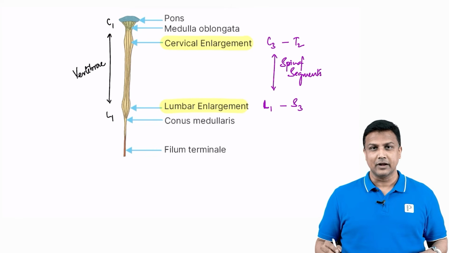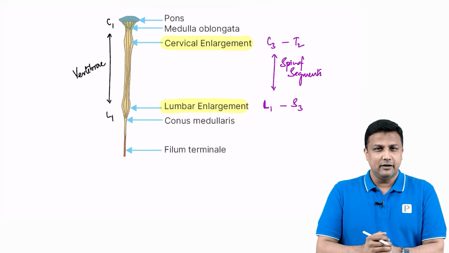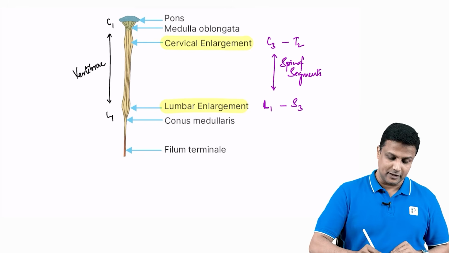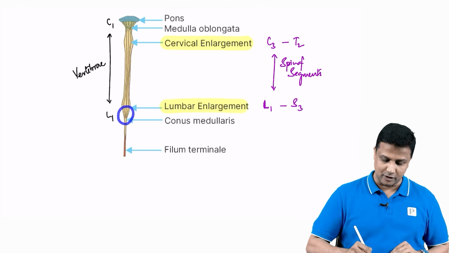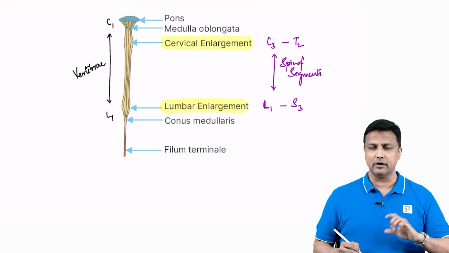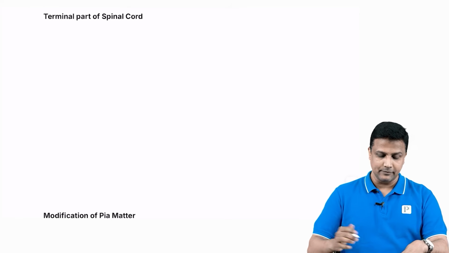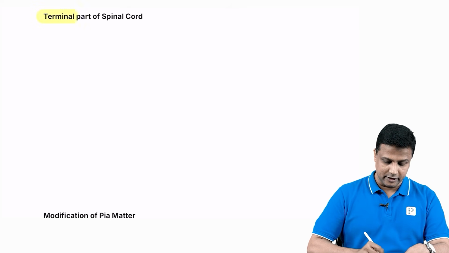Perfectly done. Now, once you are done with this extent as well as the enlargements, we have covered all the MCQs here. Now, my dear friends, welcome to the terminal part of the spinal cord, the ending of the spinal cord. There are so many MCQs here, and it's a beautiful concept. Let's learn this concept now. So now we are going to discuss the terminal part of the spinal cord.